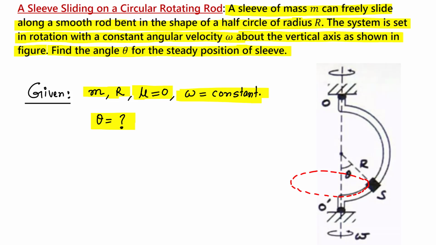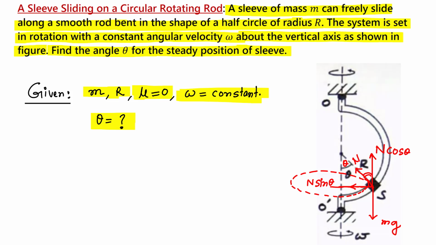So let me first show the forces. What are the forces that are acting? mg is acting in the downward direction, and the rod will apply a normal reaction on the sleeve in this direction, along the radial direction. This is the normal reaction. Now this normal reaction will have two components: one component in this direction and another in this direction. This angle is theta, so this angle will also be theta. So this will be N cos theta, and on this side we will have N sin theta.